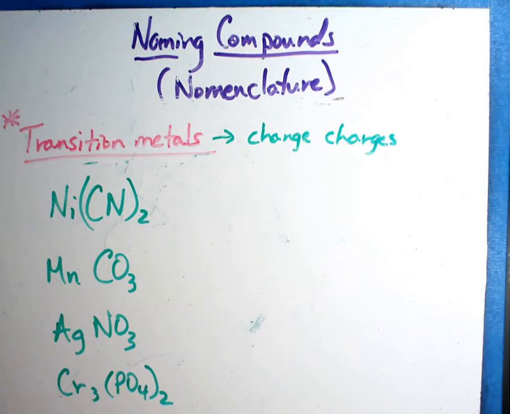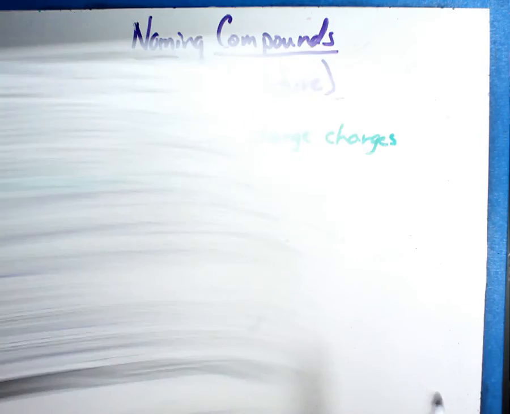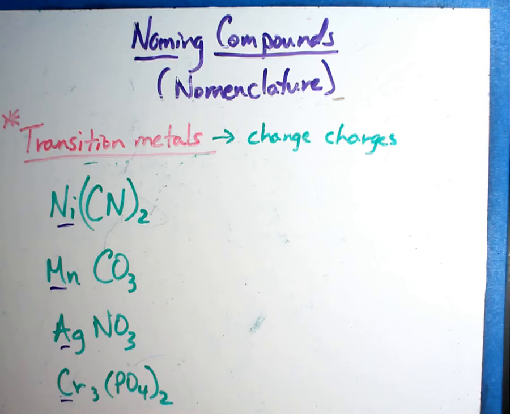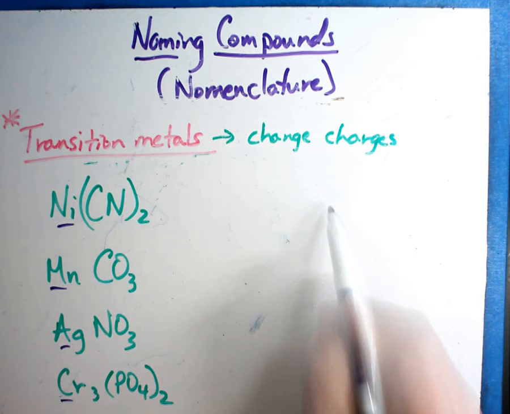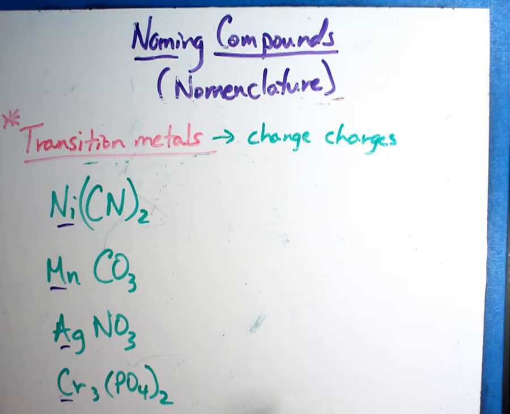All right, in this video, here's what I want you to do. Each of these are transition metals, so I have to know that nickel and manganese and silver and chromium are all in the middle of the chart. All of these are transition metals. Here's what I want you to do. See if you can figure out the name with the Roman numeral in it. Pause the video. We'll come back in just a second.